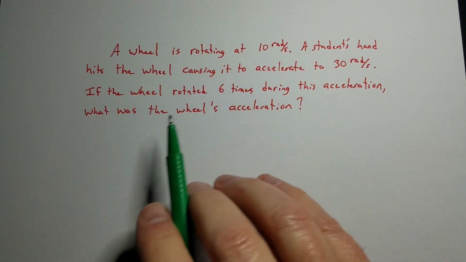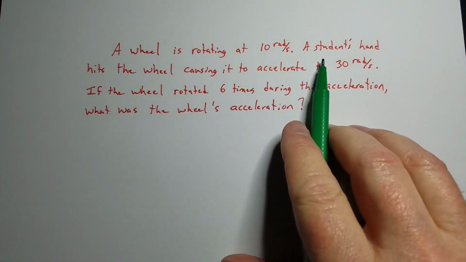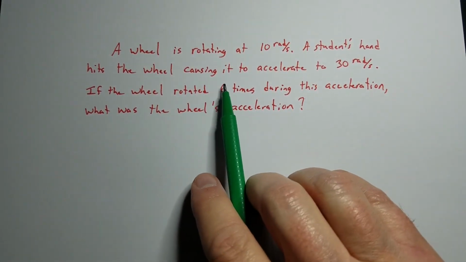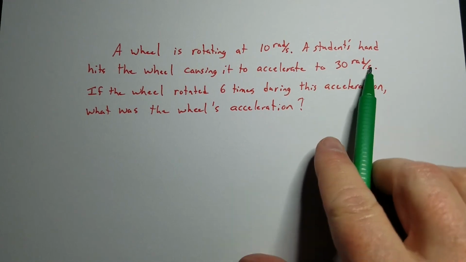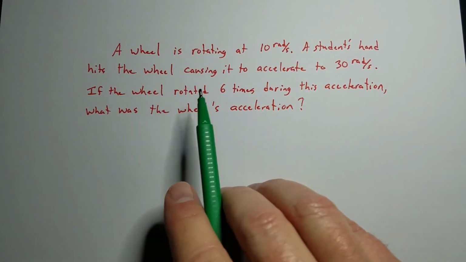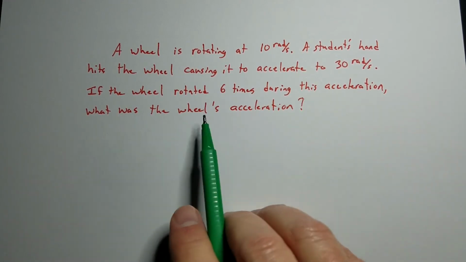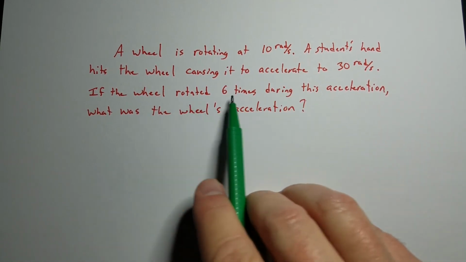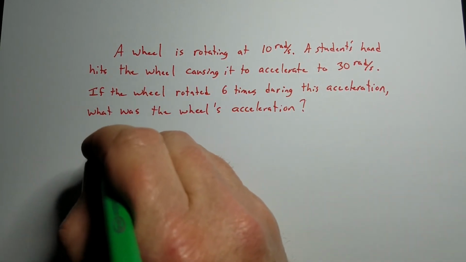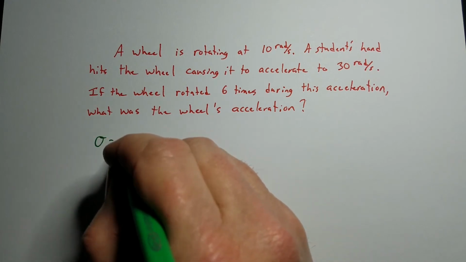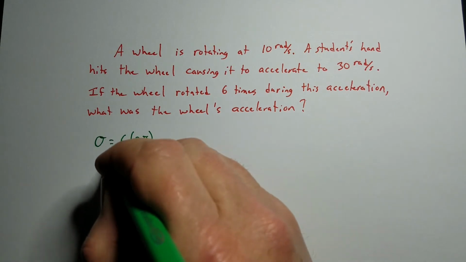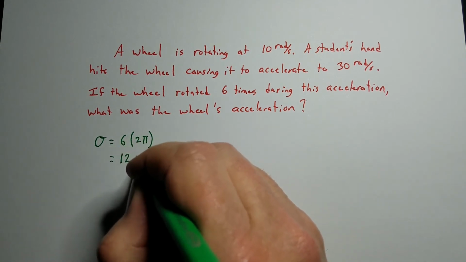On this one, a wheel is rotating at 10 radians per second. A student's hand hits the wheel, so they're smacking the wheel to make it go faster, causing it to accelerate to 30 radians per second. If the wheel rotates 6 times during this acceleration, what's the wheel's acceleration? So it tells us how many times it rotated, so we actually need to figure out the angle. We take the 6 times it rotated times 2 pi, and we get that it went through 12 pi radians.